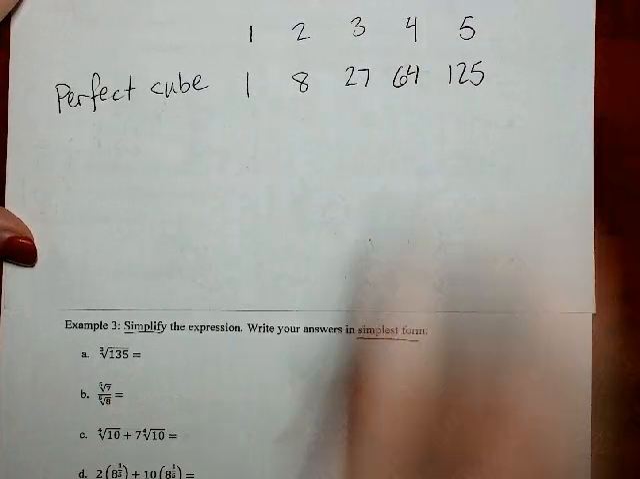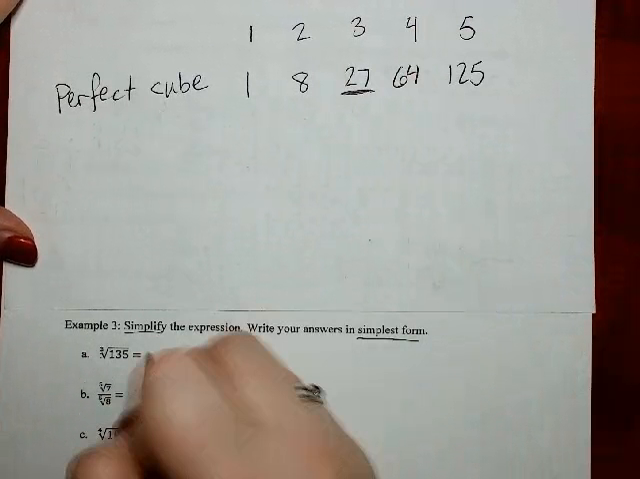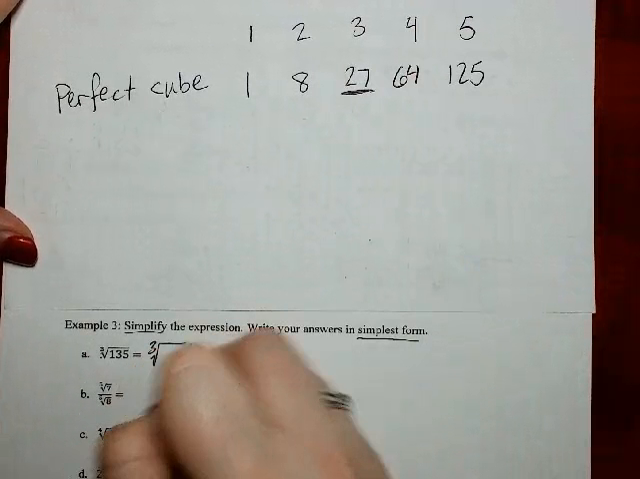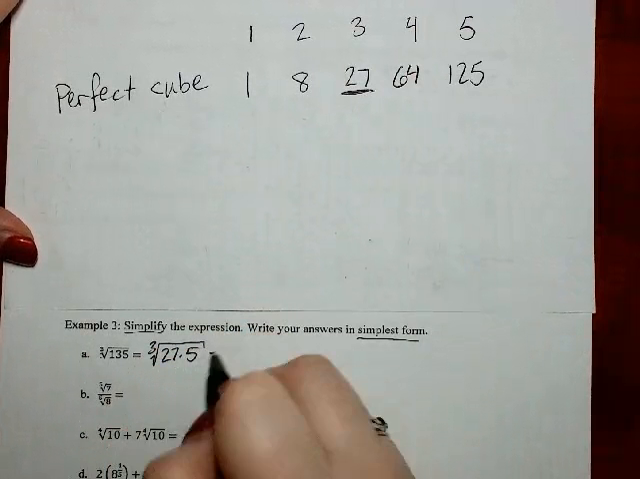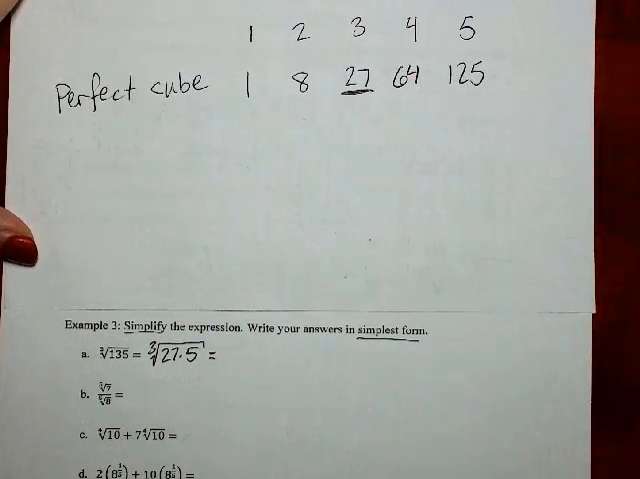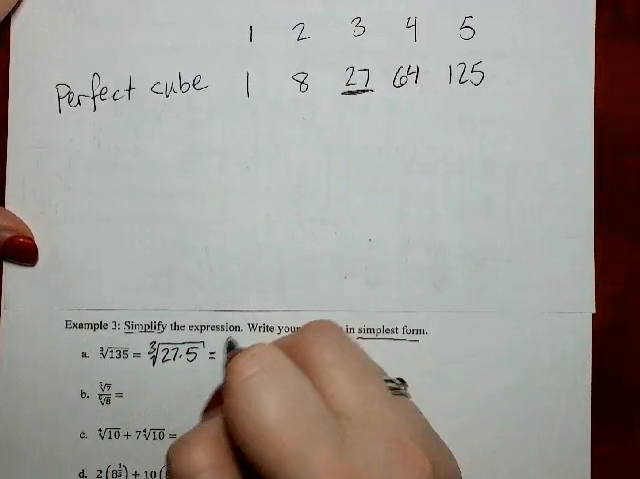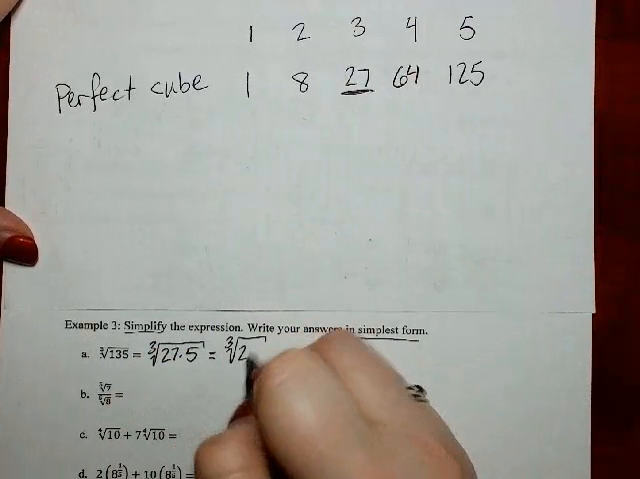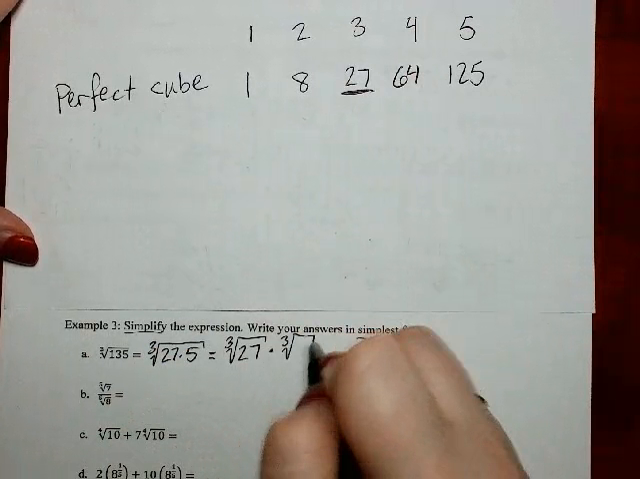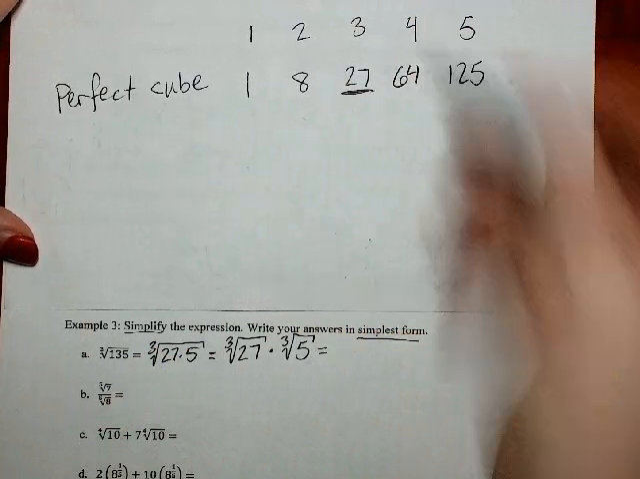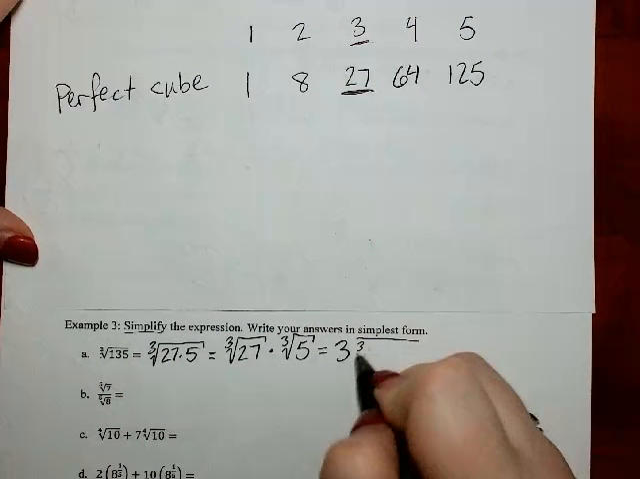And we end up getting that 27 times 5 is 135. So this is the same as 27 times 5. And then using the product property of radicals, we can break this into two pieces. So the cubed root of 27 times the cubed root of 5. The cubed root of 27 is 3. And the cubed root of 5 stays the cubed root of 5.